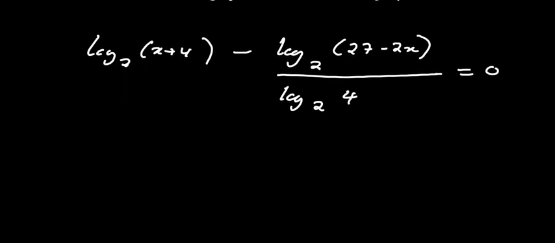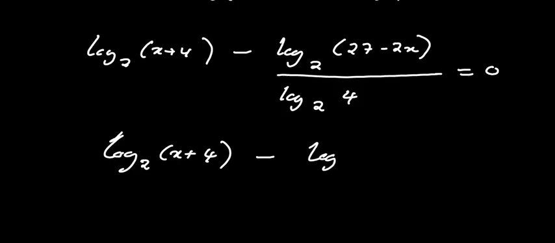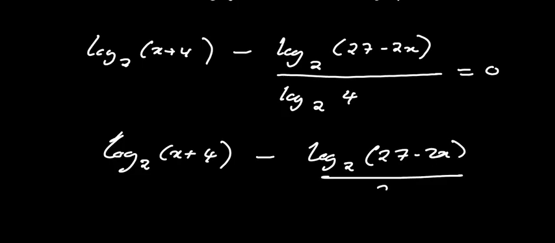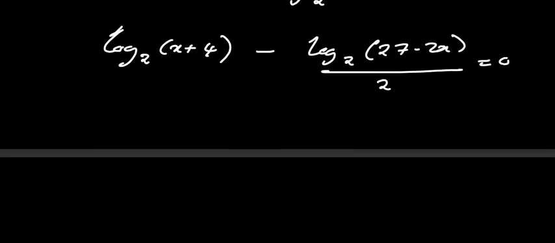Hope everyone is okay with this, because we ask how many times 2 should multiply itself to give us 4. That's what we mean by log 4 to base 2, right? So this is going to give us log of 27 minus 2x to base 2. Down you just have a 2. Now we can do this in an easier, cleaner way.